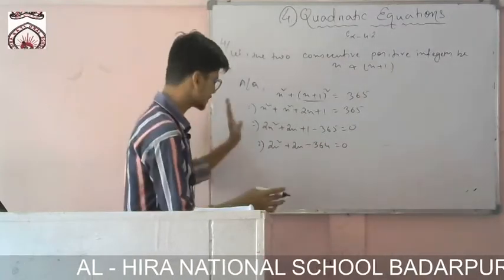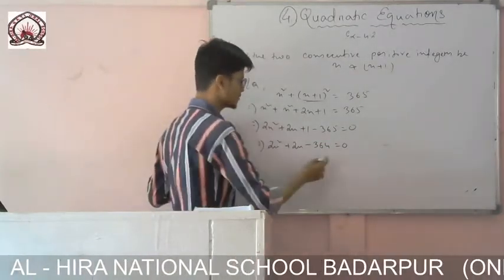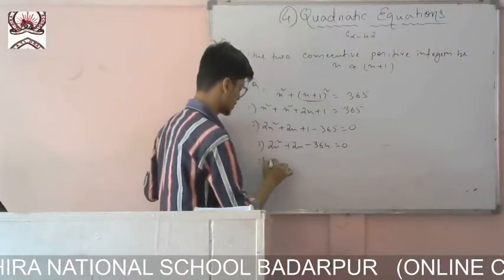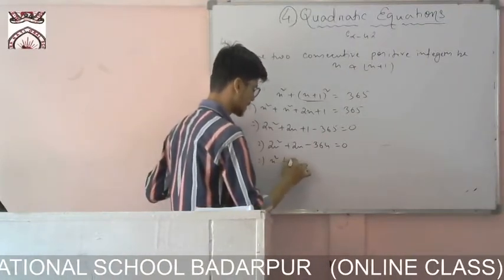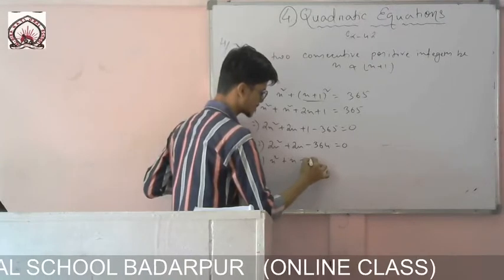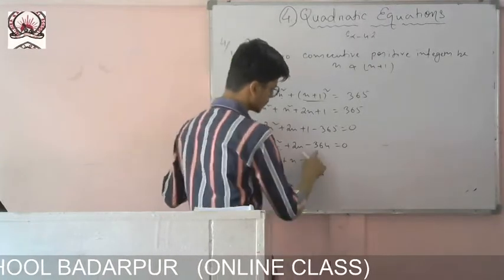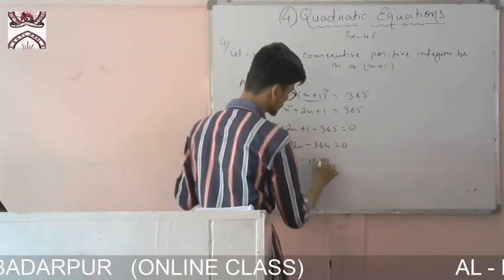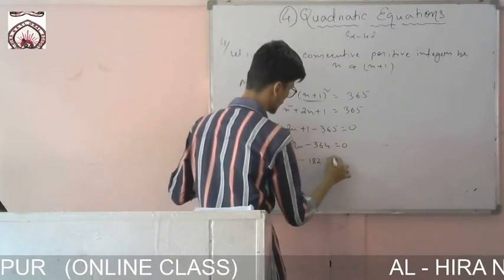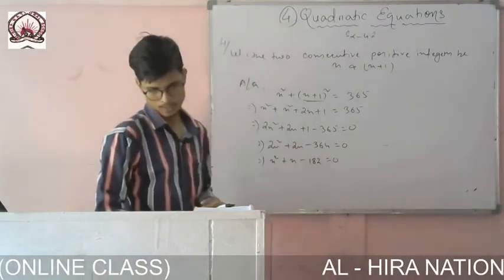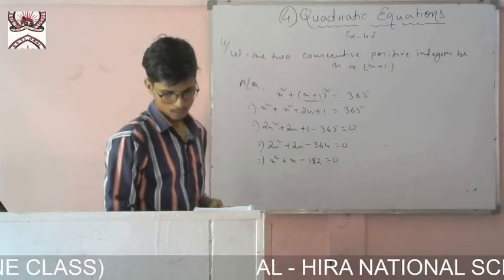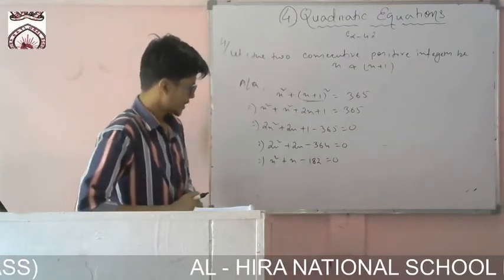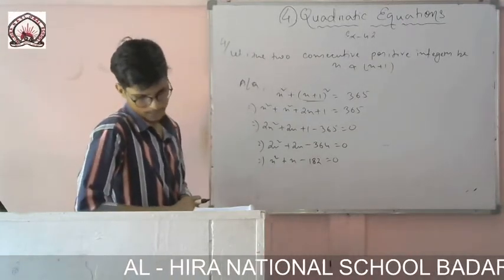All are divisible by 2, so I can take 2 common. If I take 2 common, x square, 2x divided by 2 is x, and 364 divided by 2 is 182. Here it is coming 182. So now I can easily solve this one. So x square plus x minus 182.